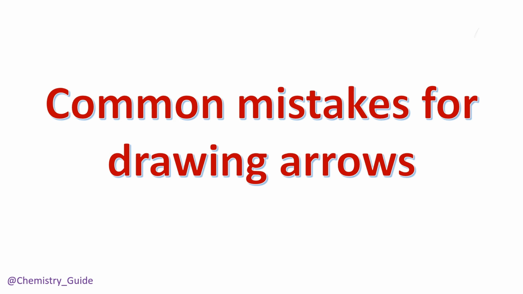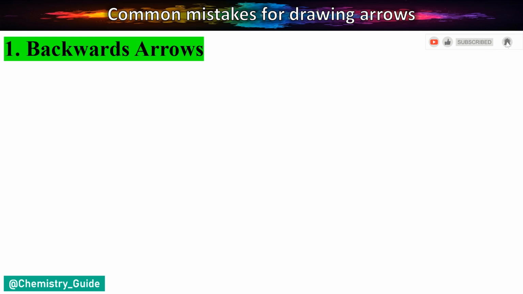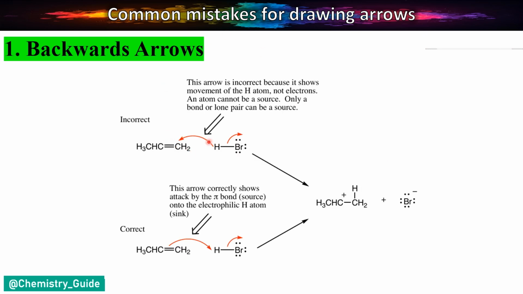Now let us see the common mistakes done while drawing arrows. The first mistake is the backward arrow. In this case, there is an attack of a proton on the double bond. This will never happen. The correct representation is that the double bond possesses a high electron density due to the presence of the pi bond. So this pi bond attacks the proton, generating the bromine anion and the protonated intermediate.